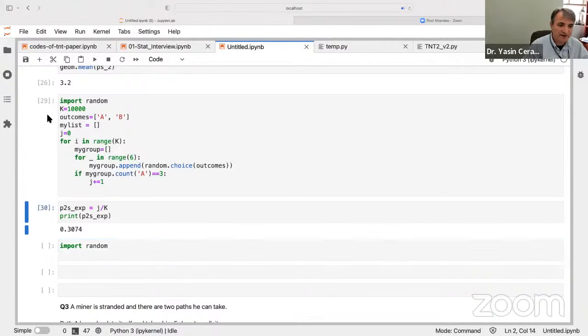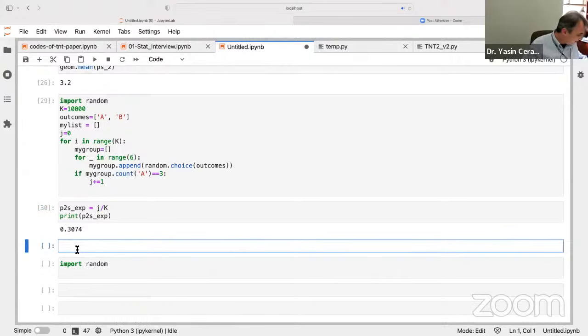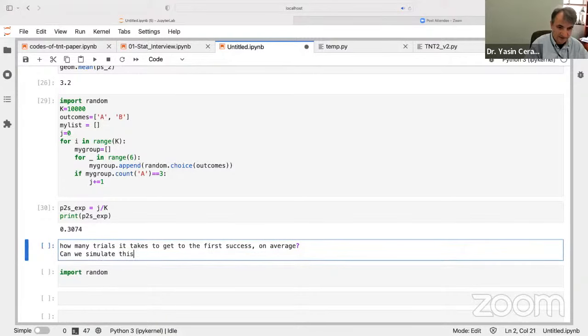Okay, let me write what I'm saying. I know that you are tired and you don't have much time left. So how many trials it takes to get to the first success, on average. Can we simulate this? So this simulation is different than the first one, a bit different. You'll see the slight difference, but it is important. This one is important because you can use this for other simulations later.